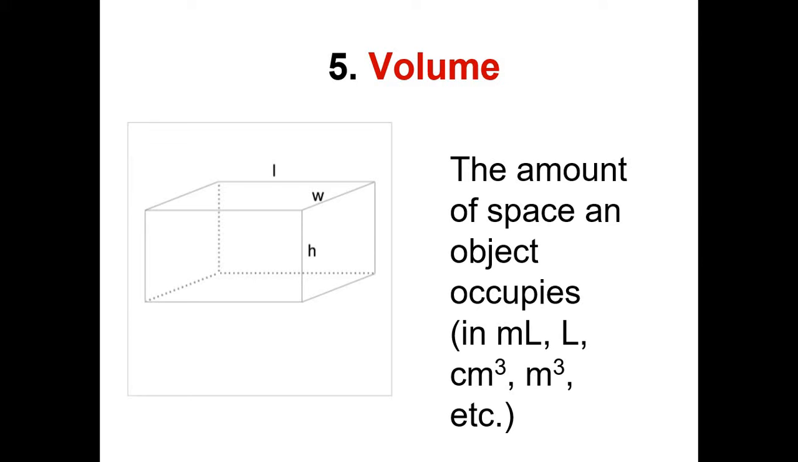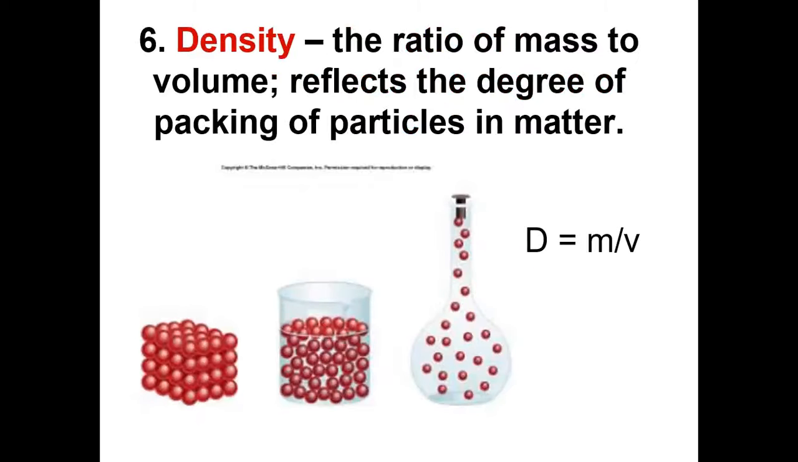And if it's related to something irregular or to the liquids, I'm going to use the graduated cylinder, and I measure the volume with milliliters or liters, or also cubic centimeters. Number 6 is the density. What is the density? The density is the ratio of mass to volume, reflecting the degree of packing of particles in matter. So this refers to how the objects could sink or float over the water.